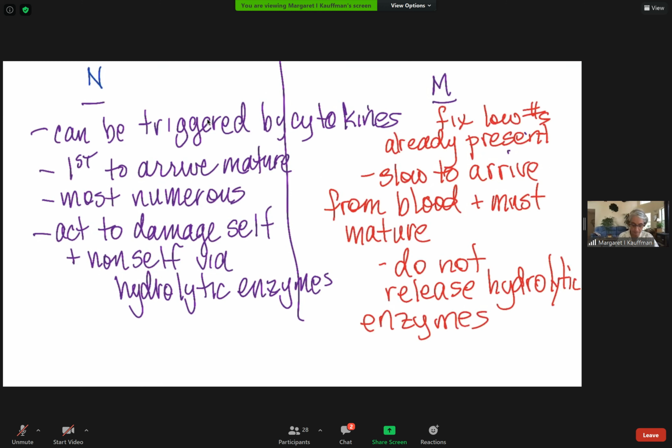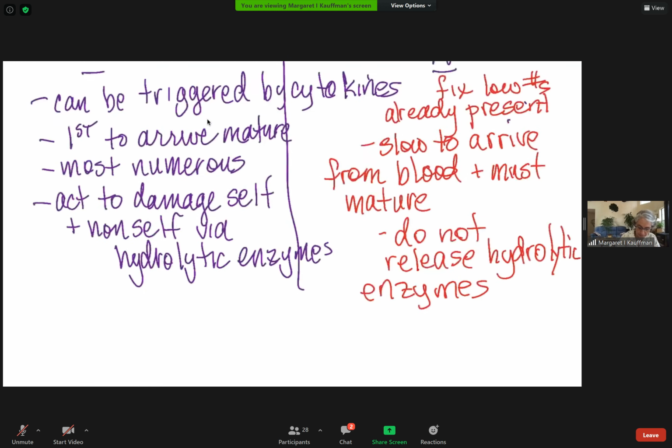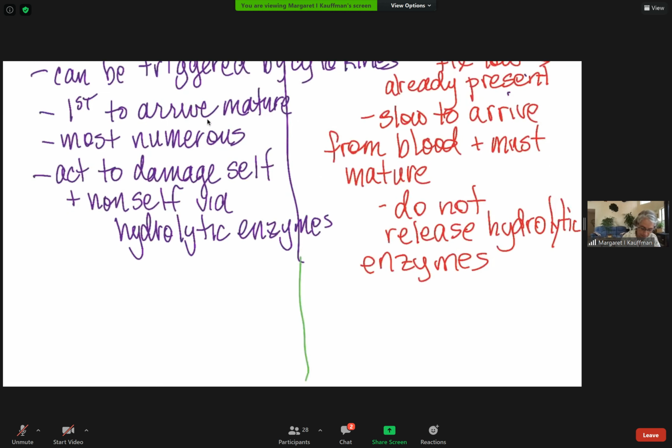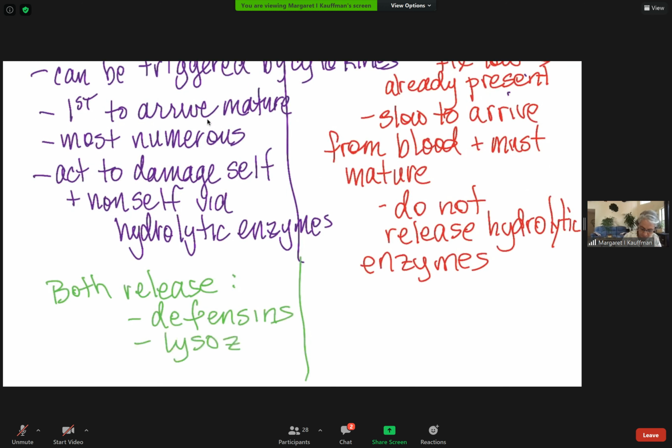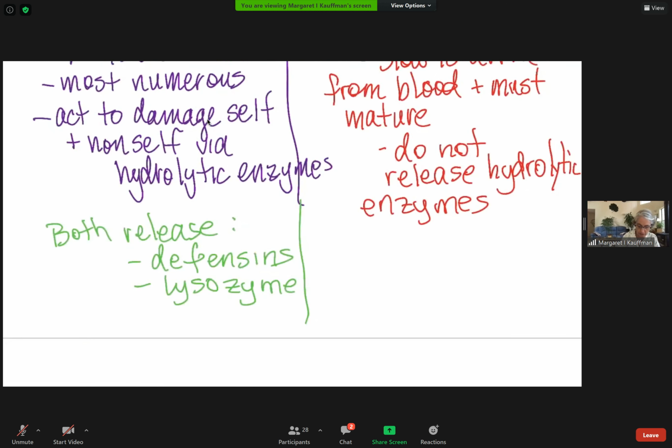What they release, and both of them release, something that both share, are going to be some of the things that Augustine brought up. So both release the defensins that are more specific against pathogens, and don't act on our own cells. They both release lysozymes. Same idea. They act on gram-positive bacteria, not on our own body cells.